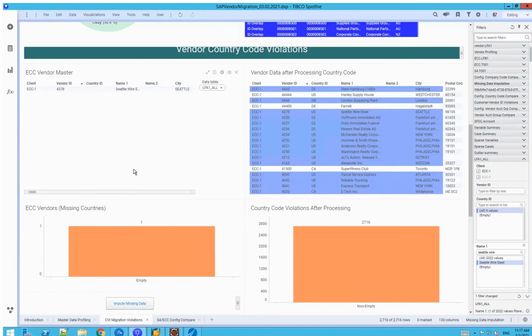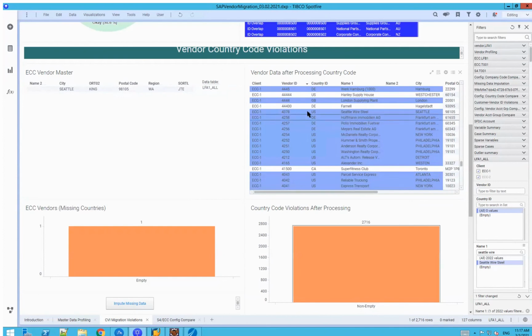So you'll see here, we can actually look at this record to make sure that the engine predicted the correct value. The vendor's name is Seattle Wire Steel, the city is Seattle, it's in King County, I'm guessing, in Washington region. So we can confirm that the value of US is actually an accurate value, and then we will go ahead and update this in the source system.